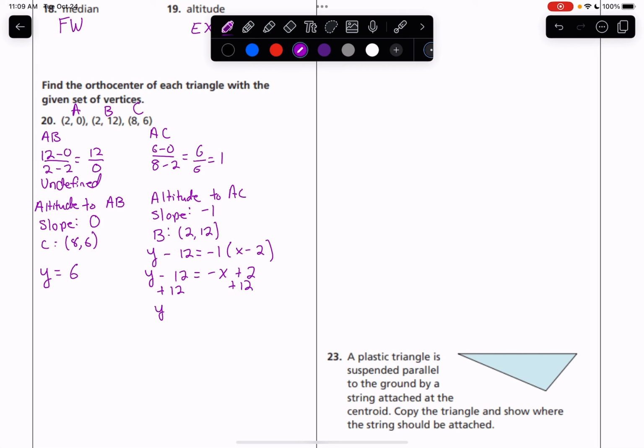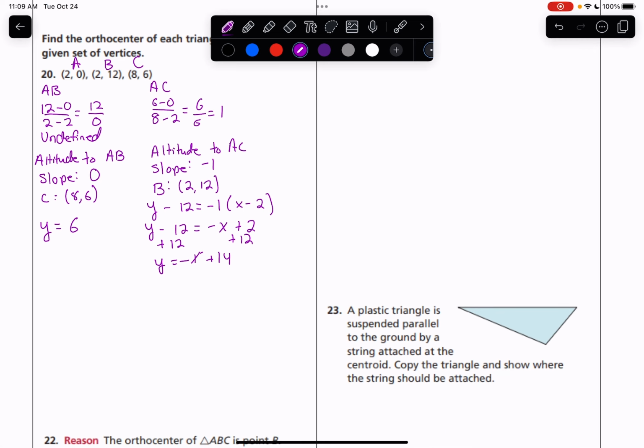And we get y equals -x plus 14. So then we can go ahead and set these two lines equal to each other and say 6 equals -x plus 14, and then solve there. We already know the y coordinate. I should probably circle that one. That is one of the coordinates of our orthocenter.